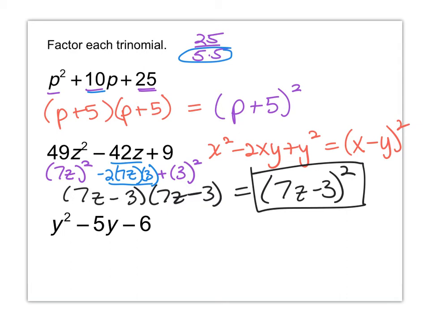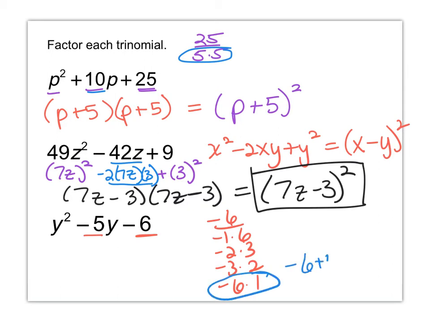For the last example, we have y squared minus 5y minus 6. This is considered to be a simple trinomial. We want to look at the factors of the last term c and find out which pair of factors will add up to the middle term. So negative 6 can be written as negative 1 times 6, negative 2 times 3, negative 3 times 2, and negative 6 times 1. We're searching for the pair of factors that will add up to the middle term.